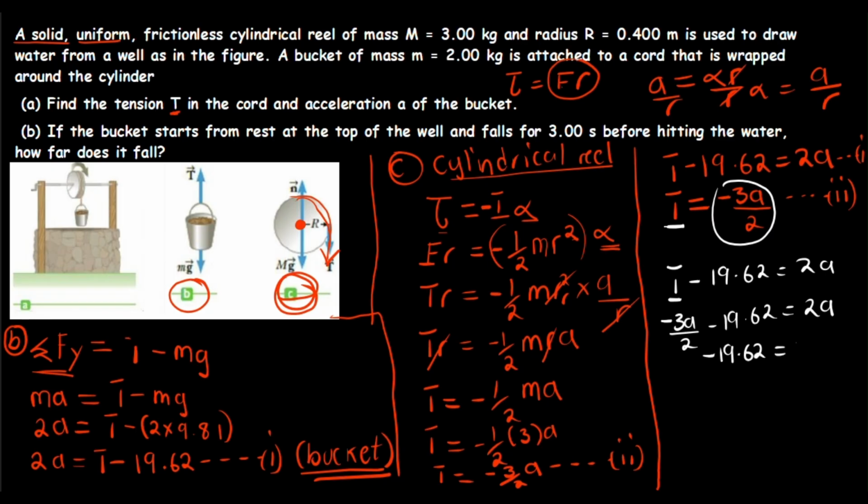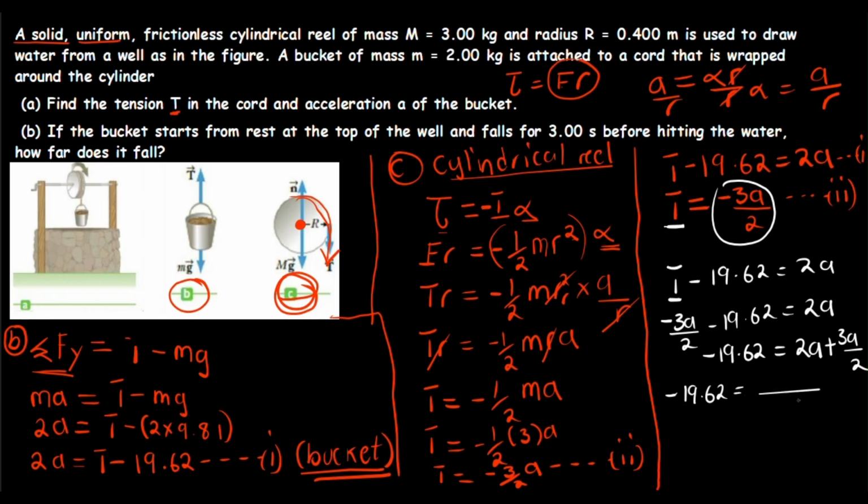Then the next part, it is 19.62 is equal to 2A. Then this part will go to the other side, it will be plus here. Then it will be what? 3A/2. Then from there now, what do you do exactly? So from there now, if you want, you can look for the common denominator, or you can just go direct. Okay, now let me just look for the common denominator.